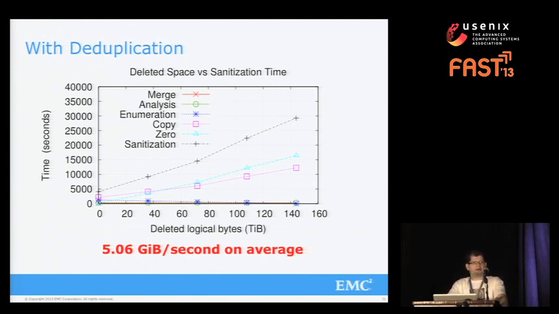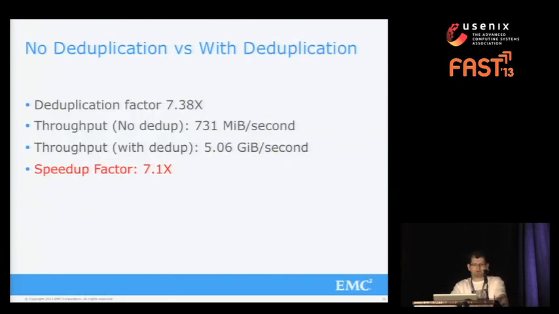And with these experiments, what we would expect is to get a boost in the performance of about 7x because you have deduplication that is increasing your logical space, and we expect to have 7x, which is the deduplication factor. And then we get 5.06 gigabytes per second, where the deduplication factor was about 7.38x to be more precise. And we got a speedup factor of about 7.1x, which pretty much says that we are able to scale this process according to the deduplication factor.